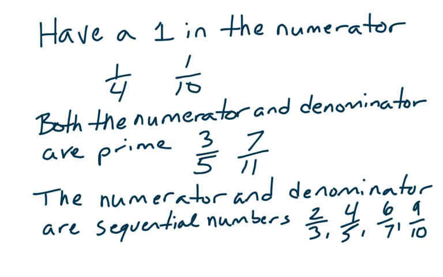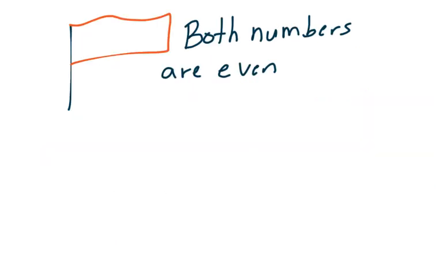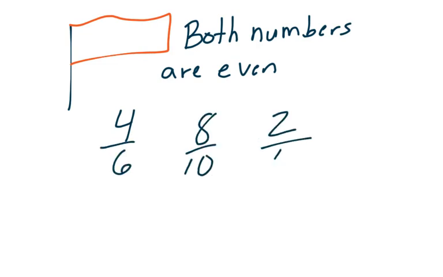Now, we do have a red flag. Here is where I see students make the biggest mistake. So here's our red flag. If both numbers are even, so if we have 4/6, or 8/10, or 2/4, none of these are in their simplest form because all of these are divisible by 2. All even numbers are divisible by 2.